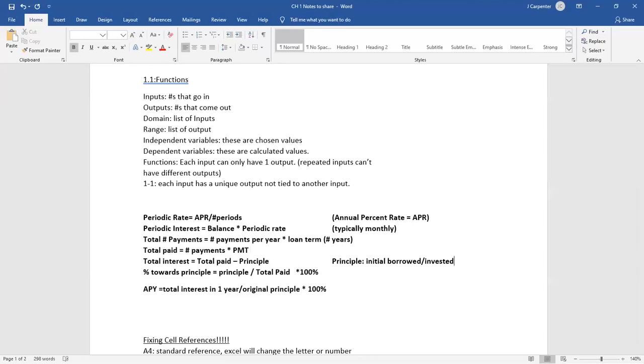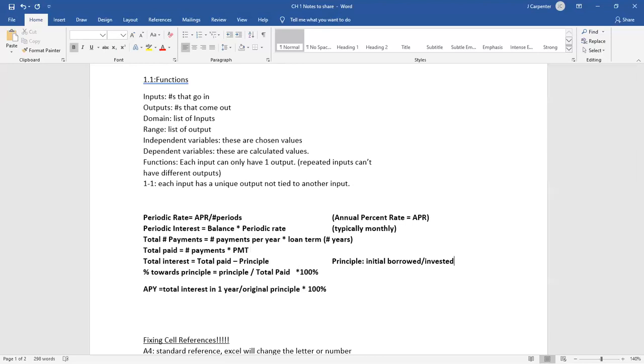Again, depending on your perspective. So let's say you get a loan for $1,000, but after you pay $100 a month for 12 months, you end up paying 1,200 bucks. So your loan was for $1,000, but you ended up paying back 1,200. That means the interest would be 1,200 minus 1,000, which would be 200 bucks.